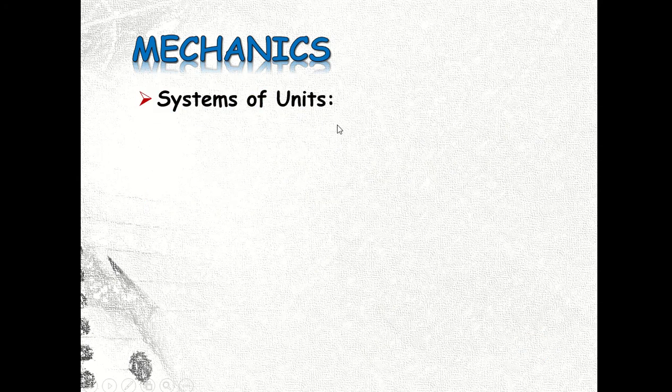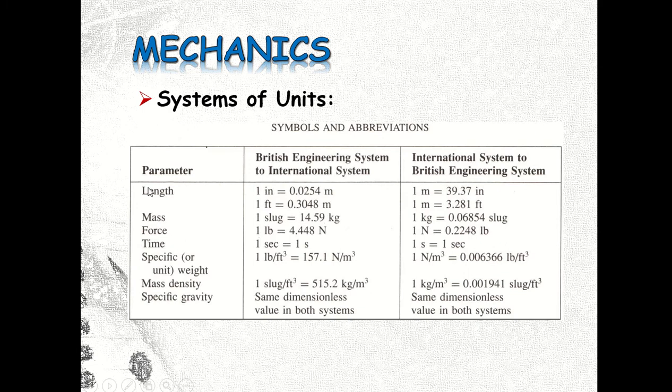Then systems of units. So these are the symbols and abbreviations of the systems of units that we are going to use in our discussions with mechanics. So we have here the parameter, the conversion of units from the British engineering system to the international system, and vice versa, from the international system to the British engineering system. We have the length in terms of inches converted into meters, that is the SI. We have foot to meter, slug, and so on and so forth.